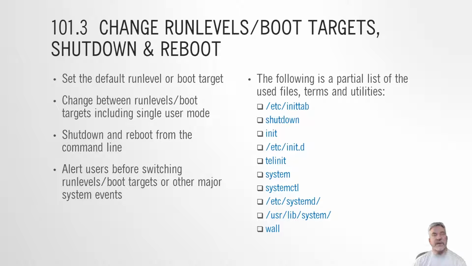All right, so the last bit of Module 101 is changing run levels, boot targets, shutting down, and rebooting. So now the concept of the run level or the boot target is interesting because it allows us to define what mode the system should be in after we shut it down and we reboot. What level do we want to come up at?